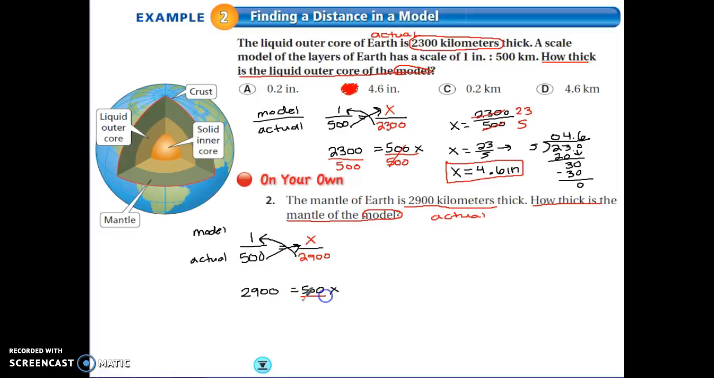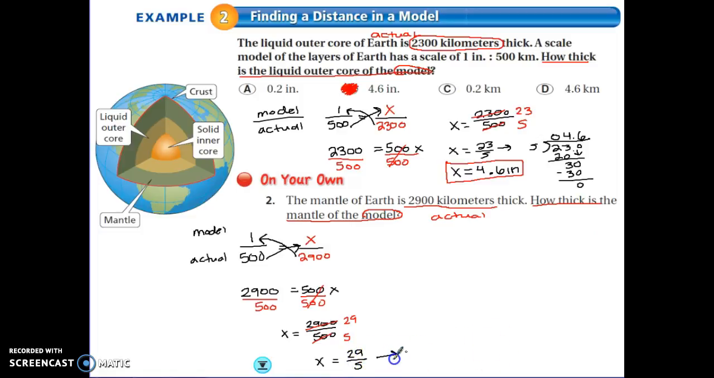I divide by 500 to isolate x. And I find that x is equal to 2,900 divided by 500. Reducing this fraction, I know that 2,900 divides by 100. I get 29. And 500, when I divide by 100, I get 5. So x is equal to 29 over 5.